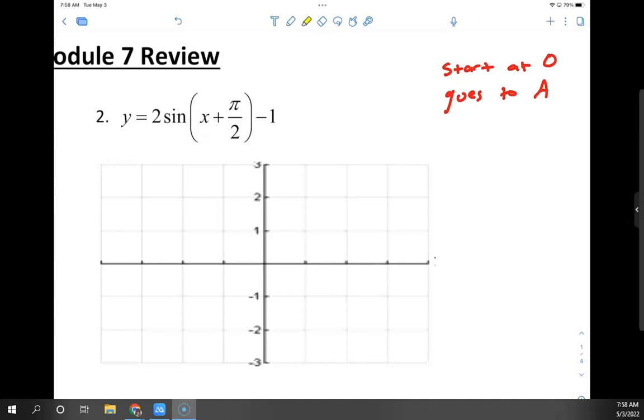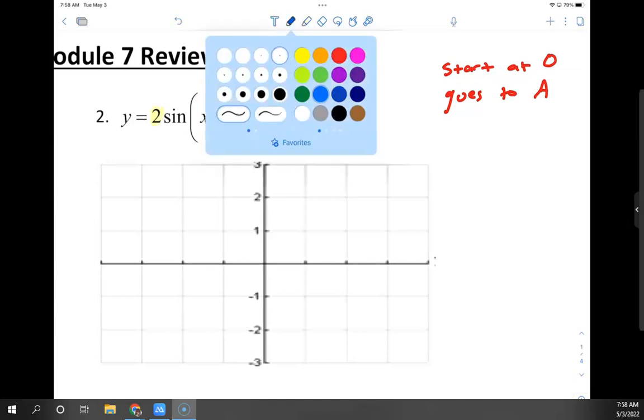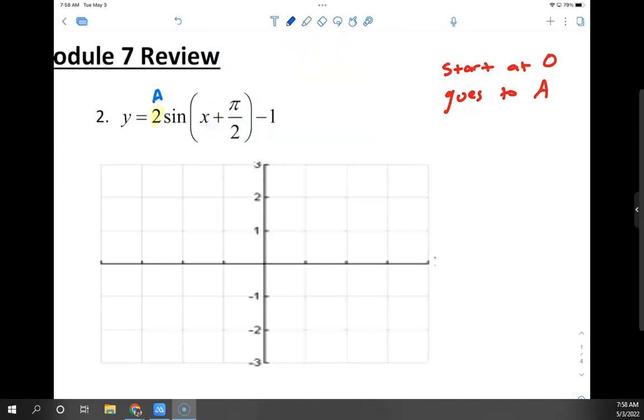The first thing is we identify what A is. On this question, A is 2. B is the number right here. Since there's no number there, B is 1. So that tells me that my amplitude is 2, and my period is 2 pi over 1. Remember with sine, it's 2 pi over B.